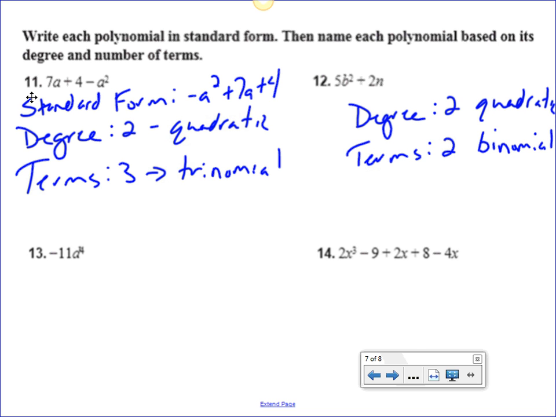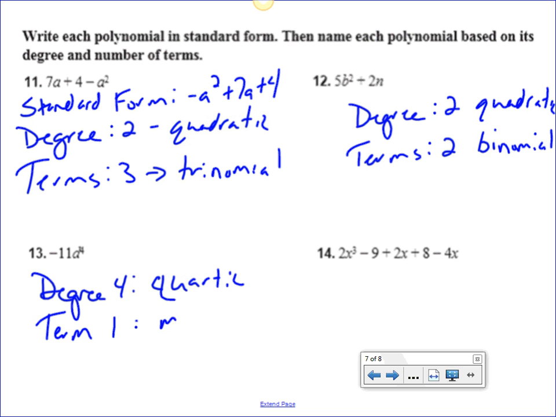Okay, the next one, standard form. It's already in standard form. The degree is a 4, which you could say it's degree 4, or I just told you that those are called quartics. Okay, also it is one term, so it is a monomial.